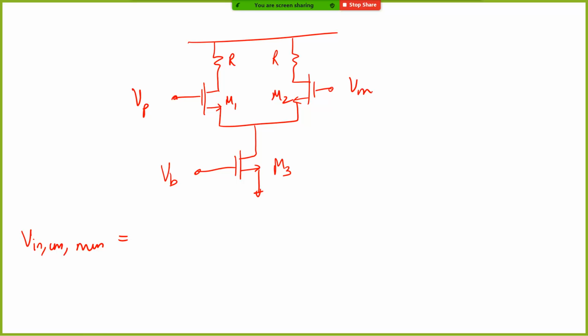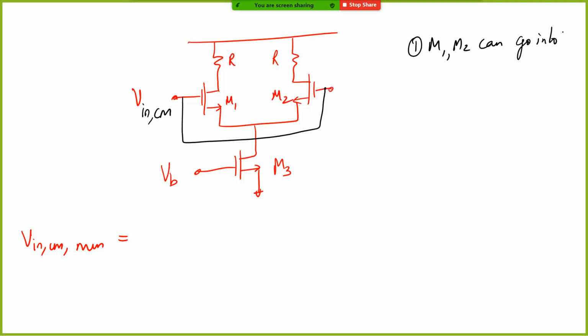One way to understand this is, let's say we are looking at these two connected together to V in CM. This is the way we are analyzing it now. Suppose V in CM is dropping, what will happen? Two things can happen. One is M1, M2 can go into cutoff, but that's the second step. Even before M1 and M2 go into cutoff, M3 will go to triode region. Exactly, M3 will move to triode.